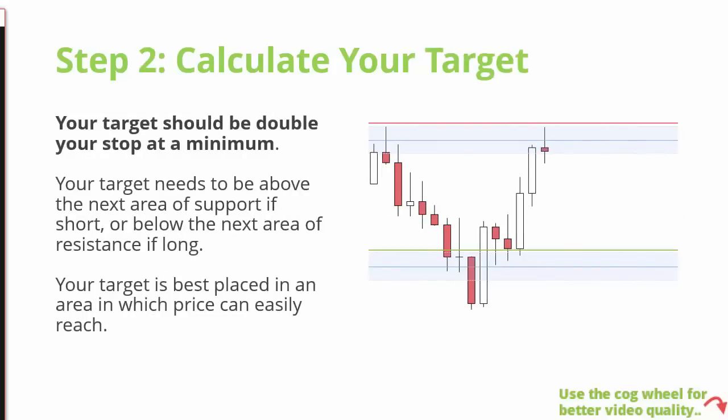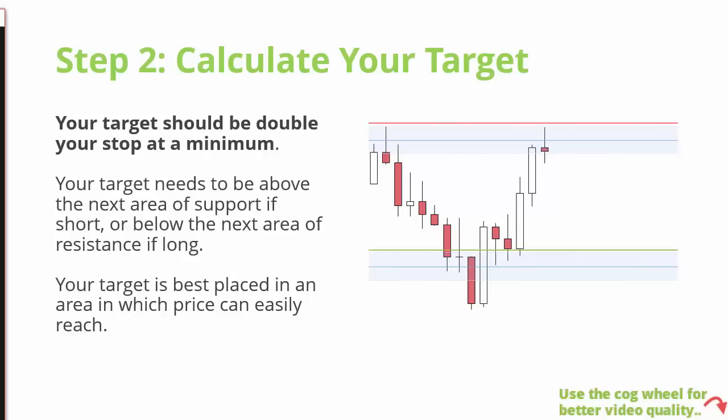So step 2 is to calculate your target. And this is where a lot of people are probably going to say, really? Your target has to be double your stop loss at a minimum? Now, this is something I've started doing this year and towards the end of last year. The reason I've done this is because I looked back on all my trades from last year and I figured out that I would have been way more profitable had my target always been double my stop loss. And it's proven to be correct this year.